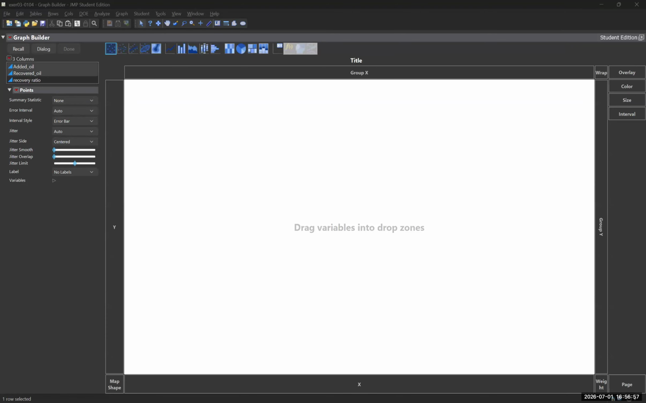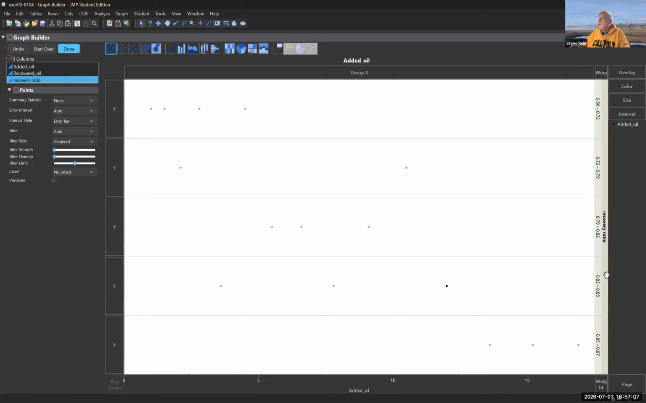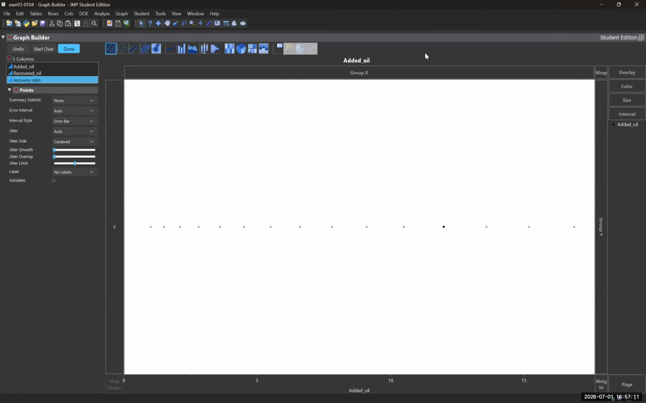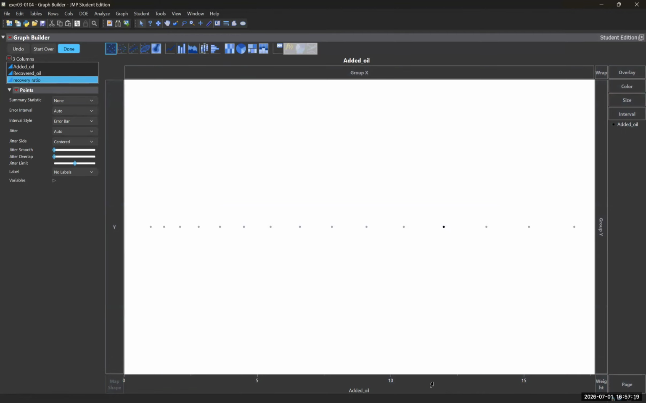So I was dragging in added oil, and then I created one called recovery ratio, which is just recovered oil divided by added oil. Sure. Drag that in here. Well, no, don't do that. Put it on the X axis. So recovery ratio on the x-axis.